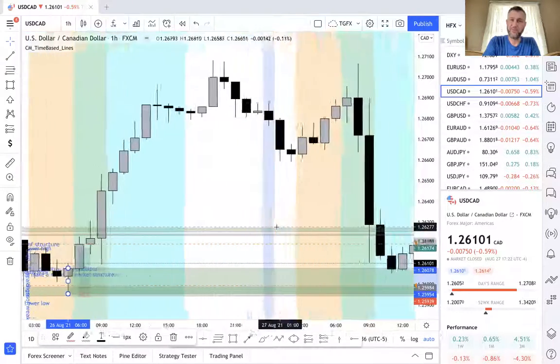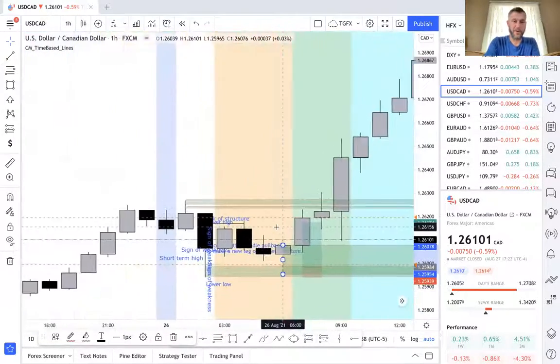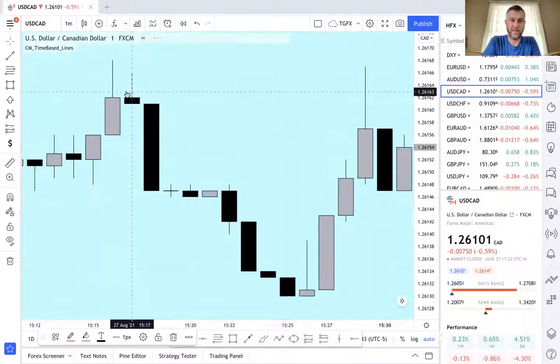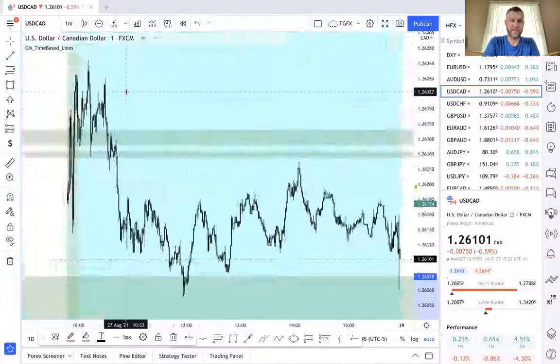So anyway, that's the way I look at it when I'm looking at new trade setups, trying to see if it's about to reverse, if I can get a good entry or something like that.